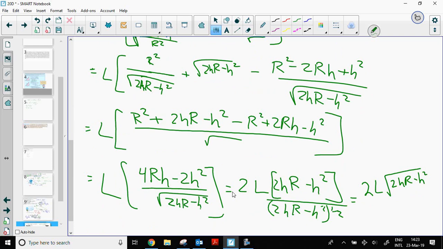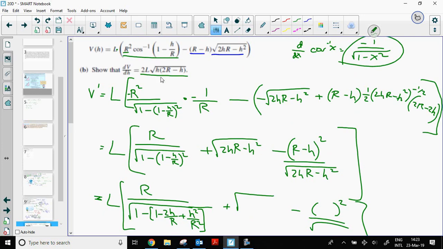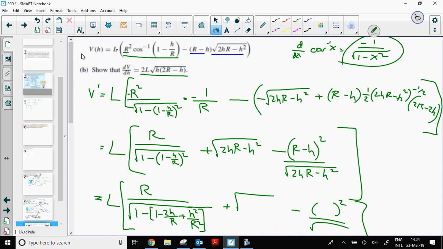So now I've got 2L times (2HR minus h squared) to the power of 1, divided by (2HR minus h squared) to the power of 1/2. Combining those, we get 2L times the square root of 2HR minus h squared. And that is what we wanted to do. They have the h factored out here. I forgot to write that down, but yes, we could factor out that h term under the square root, and we will have completed part B.